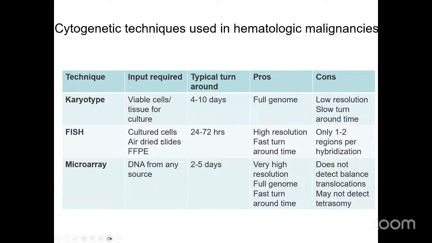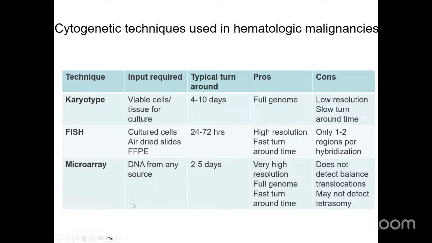FISH studies are done on either cultured or non-cultured cells, and can be done on paraffin-embedded tissue. The turnaround time is typically short, and there is a high resolution. However, you need to know what you're fishing for. So you can fish for BCR-ABL, you can fish for PML-RARA, because that is what you're looking for in most clinical circumstances anyways.